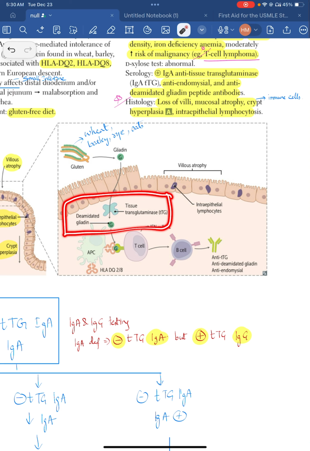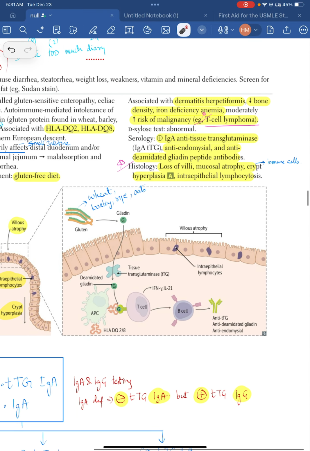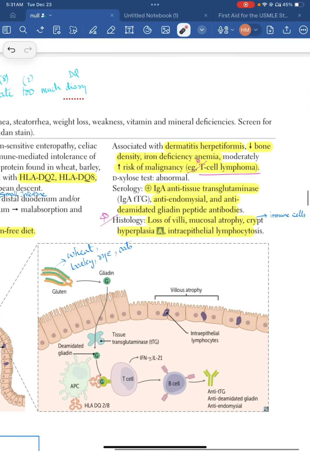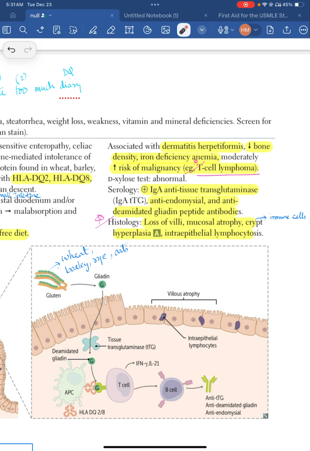So these two things, tissue transglutaminase and deamidated gliadin, antibodies are released against both of these substances. And another thing is anti-endomysial antibodies. So you can see all these three antibodies here. Now manifestations we'll discuss in a few minutes.